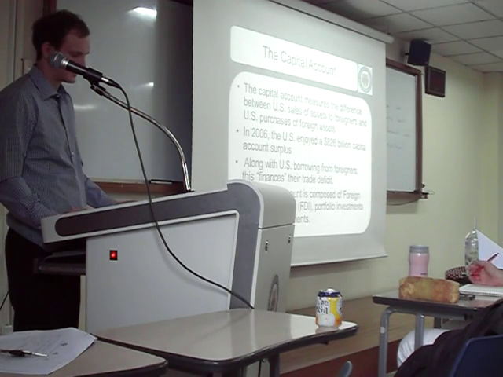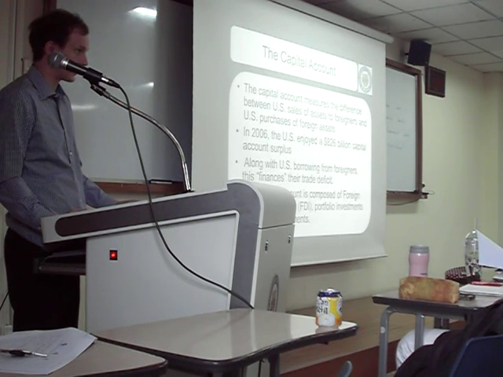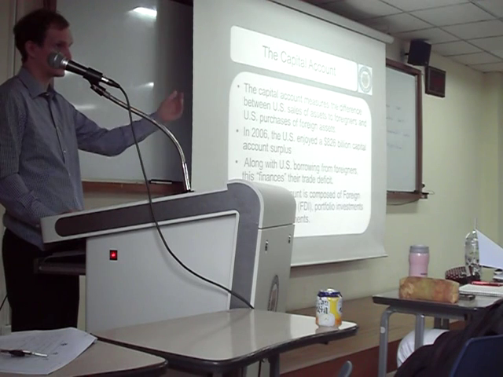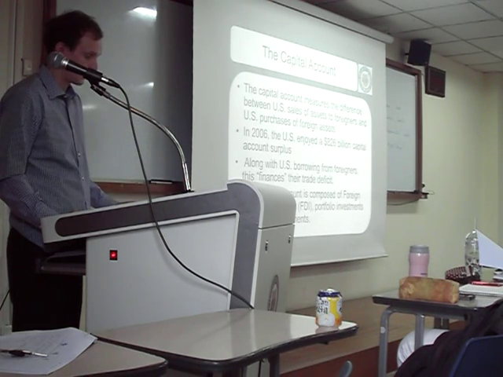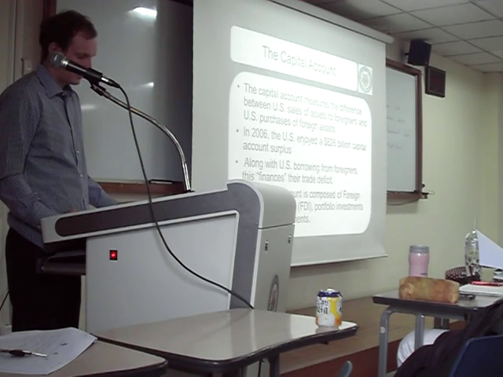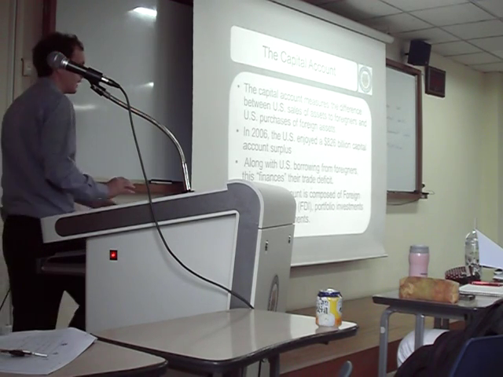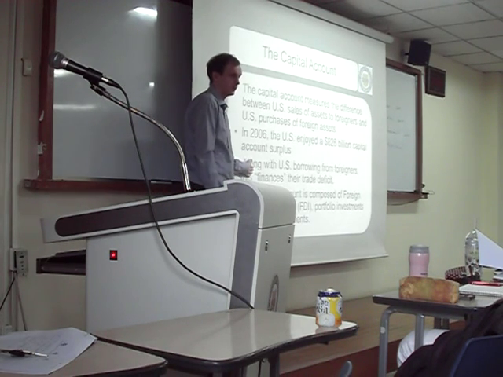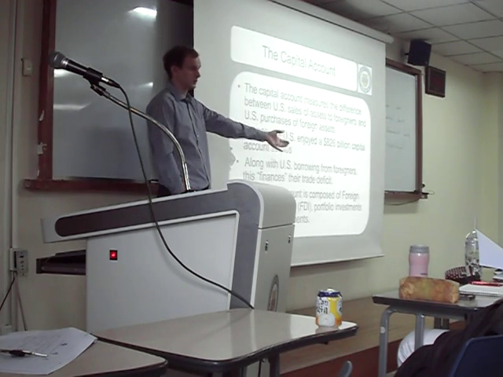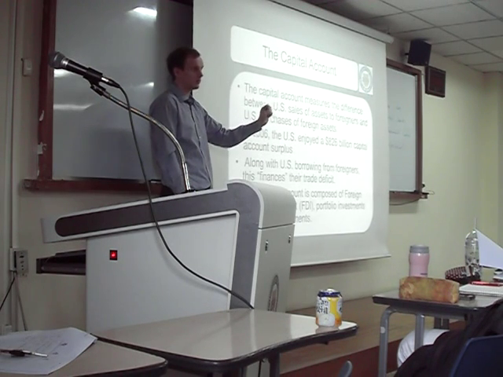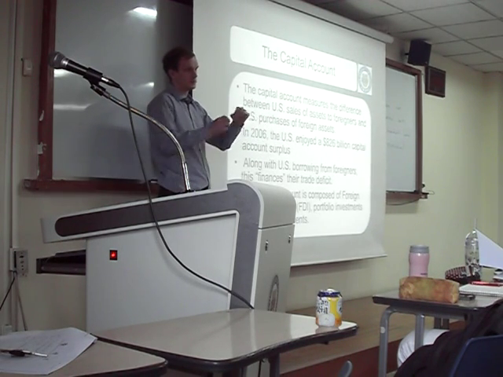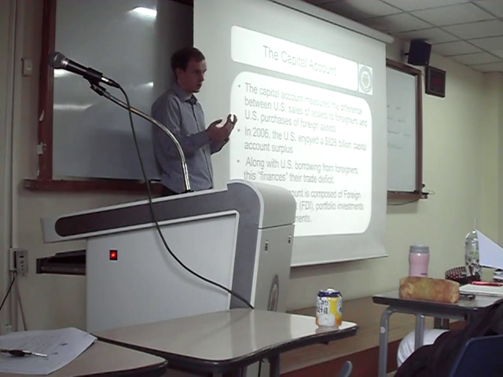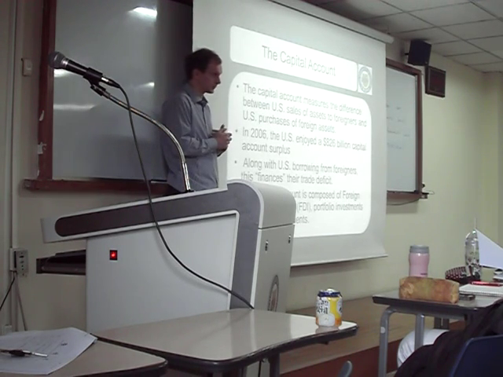So the US has a very large capital account surplus. People also like buying US government bonds, okay? So along with US borrowing from foreigners, this finances their trade deficit. This allows them to pay for all the goods and services. Money is coming into the US, right? Investors are investing a lot of money in the US. Then this allows them to pay for goods and services. Okay?